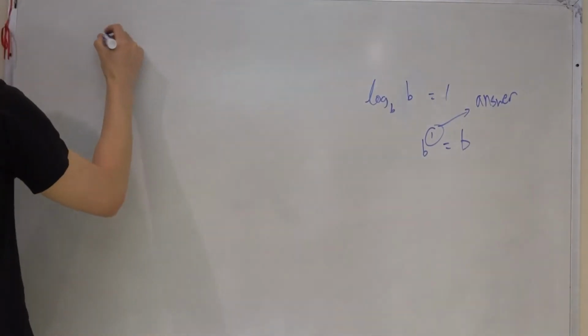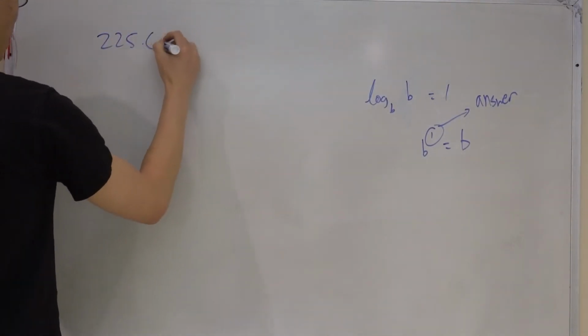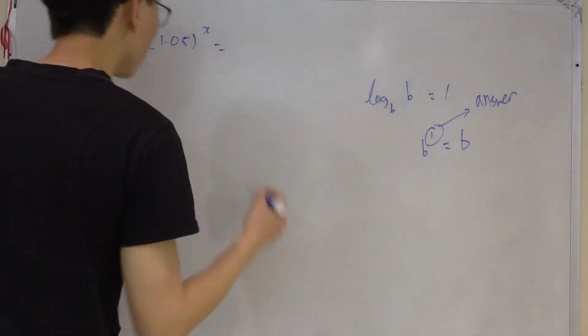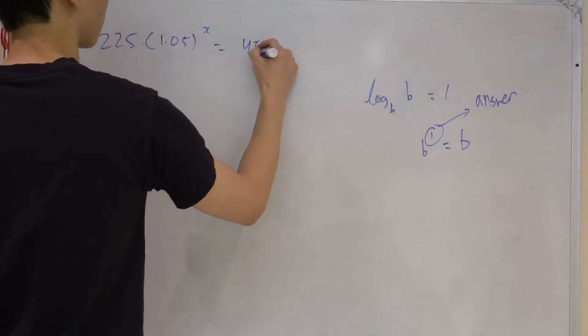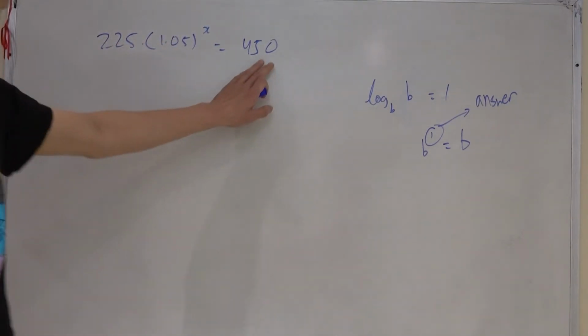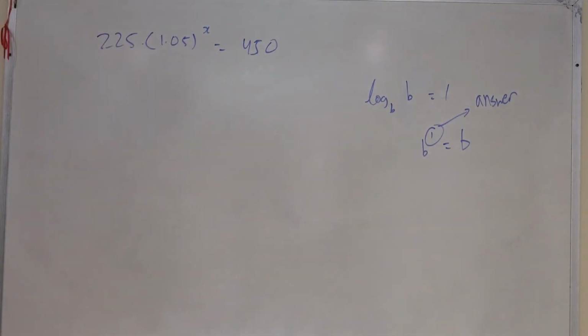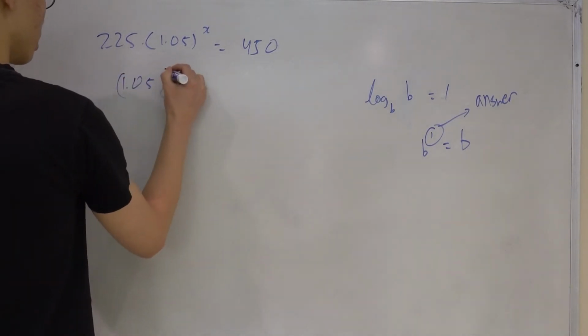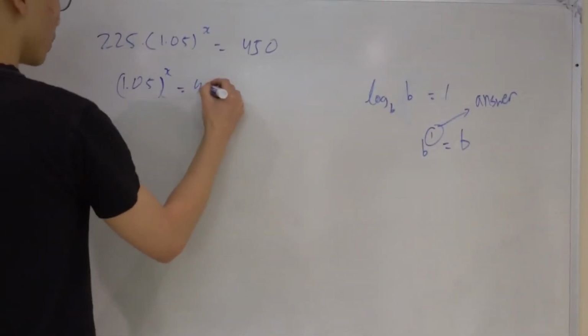So here's our question: 225 times 1.05 to the x equals 450. Perfectly reasonable exponential function, and also a perfectly reasonable solution. So let's see how we're going to do this. We need to solve for x, so it makes sense to try and isolate x as much as possible. To do this, we'll divide both sides by 225.